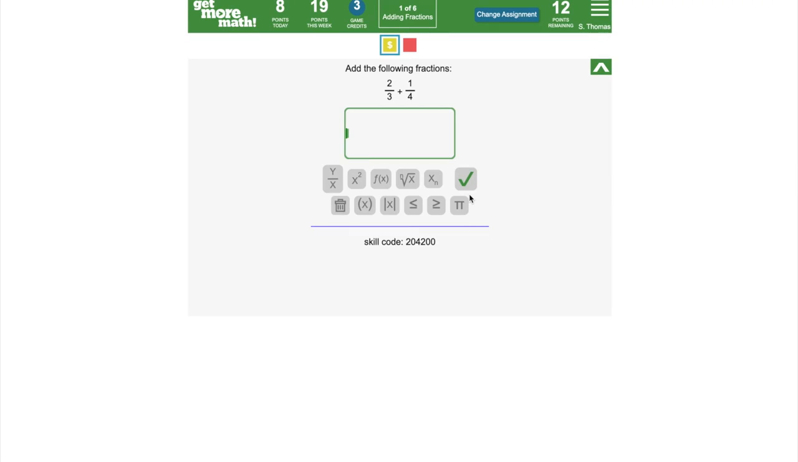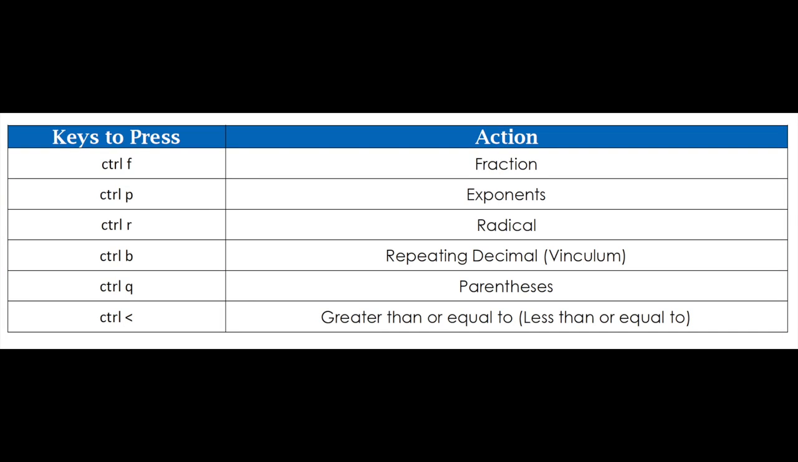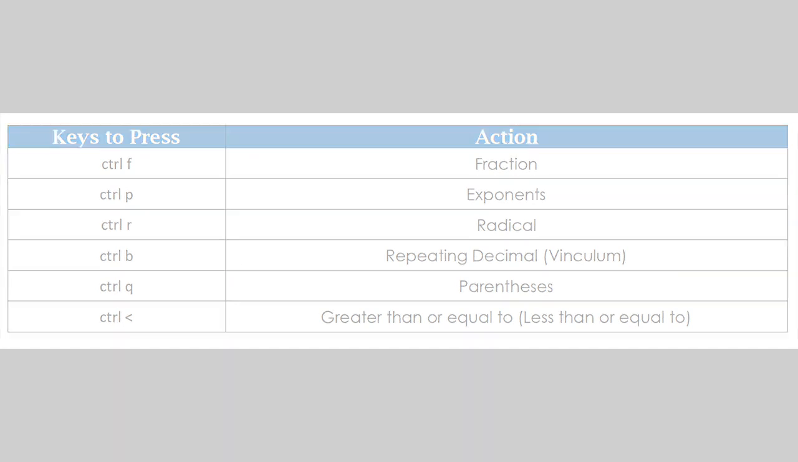shortcut keys. If a fraction is needed, students can press Ctrl and F on their keyboard, and the fraction bar will be placed in the answer box. Students can then enter the numbers and use either the mouse or the arrows on their keyboard to move around. Here is a list of the other shortcut keys we have.